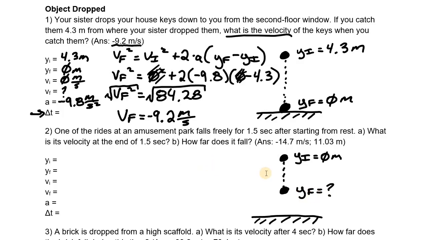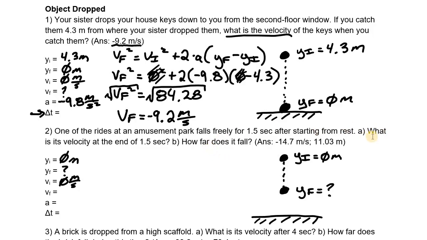Okay, so our initial height is going to be 0. Final height is what we're trying to find. Initial velocity: are we throwing this object up or are we throwing it down? No, it's saying that it's freely falling. So the initial velocity is going to be 0 meters per second.